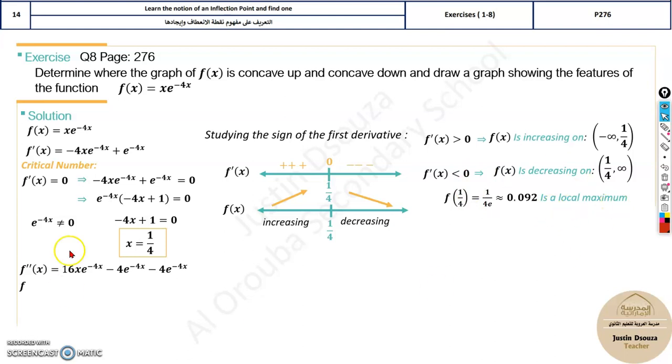Now this is not over. We need to find the inflection point. That is, we need to double derive it. Now when double deriving, again we need to use the product rule. It looks complicated, but it's not that complicated if you understand this well.